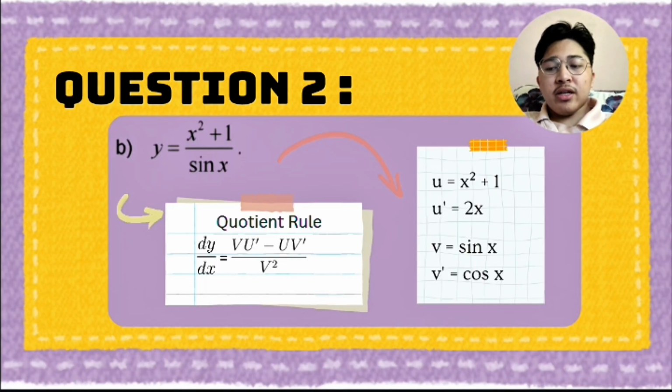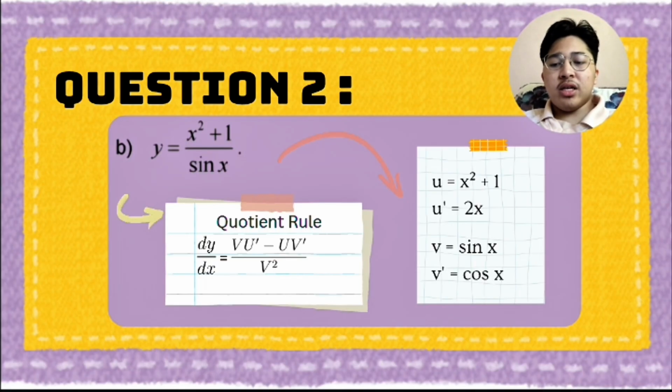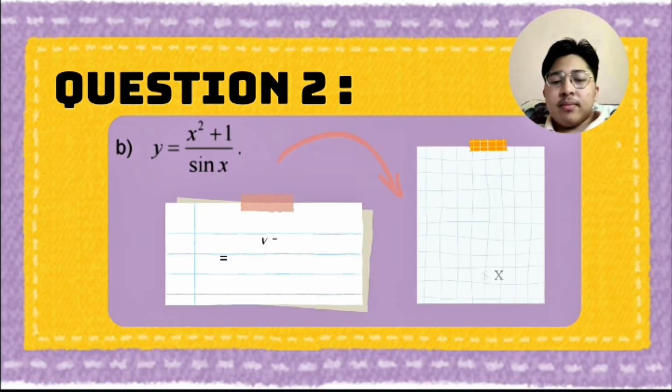First of all, we identify the two parts. The first one is u equal to x² + 1, and the second one is v equal to sin x. And then we differentiate each part. The derivative of u equal to x² + 1 is u prime equal to 2x. The derivative of v equal to sin x is v prime equal to cos x.